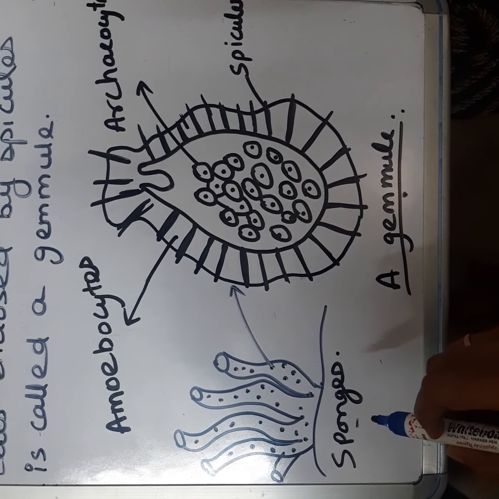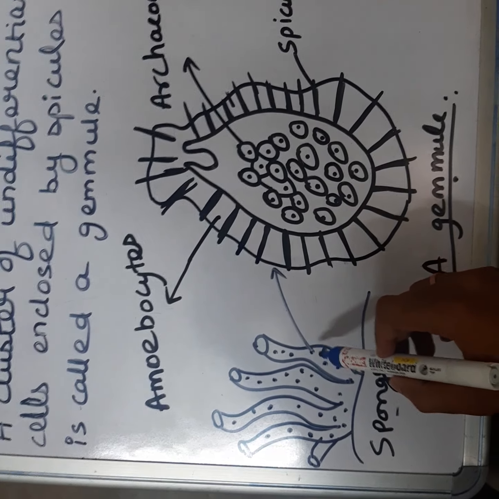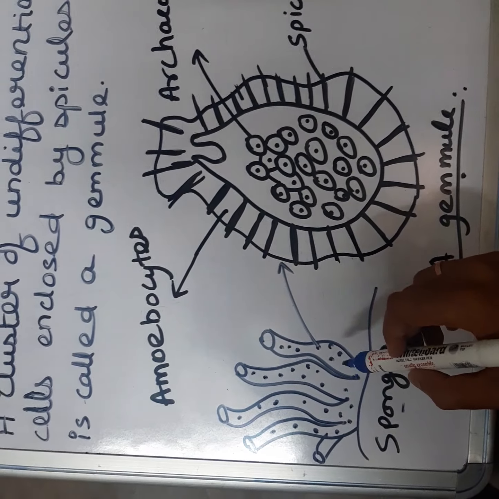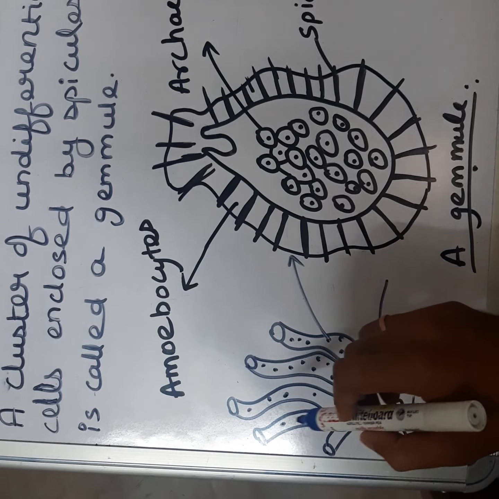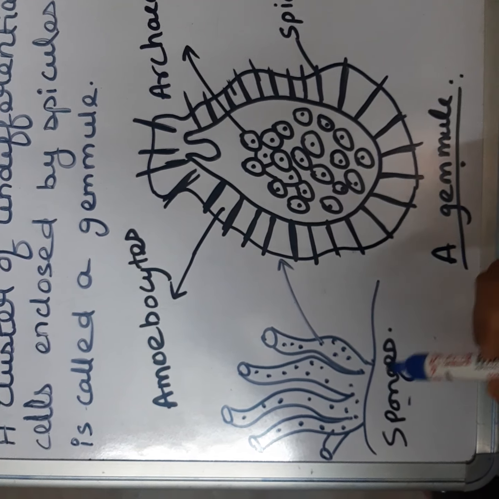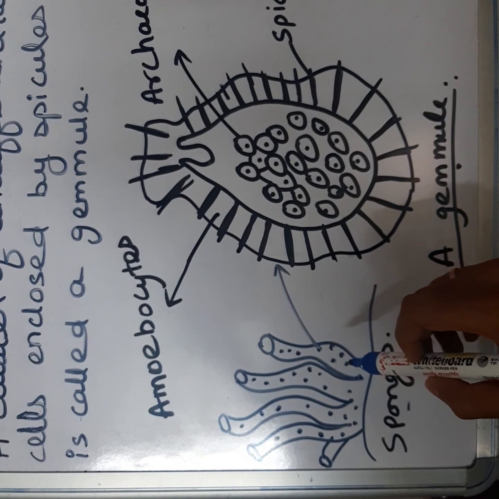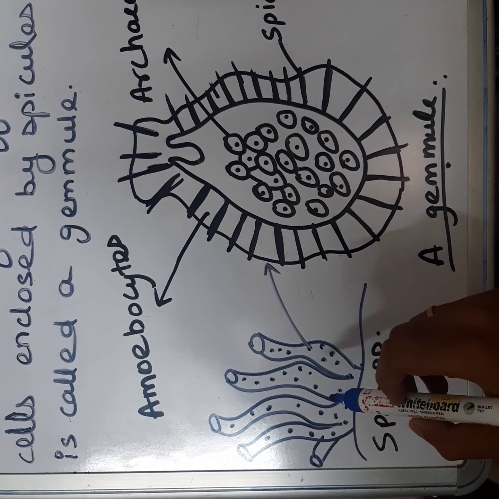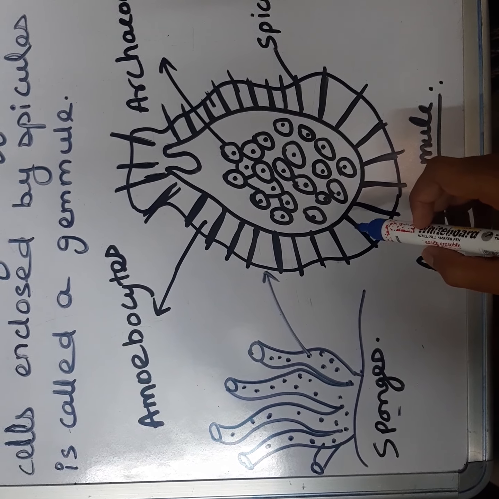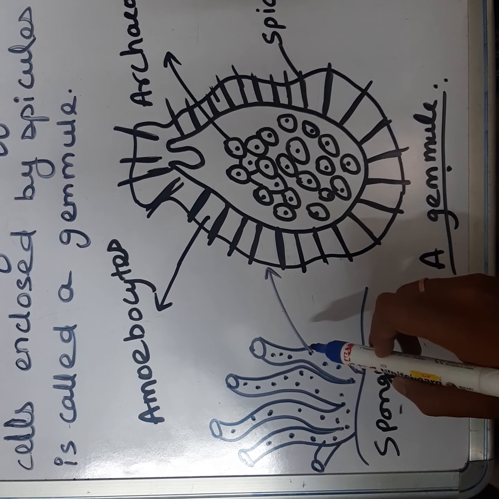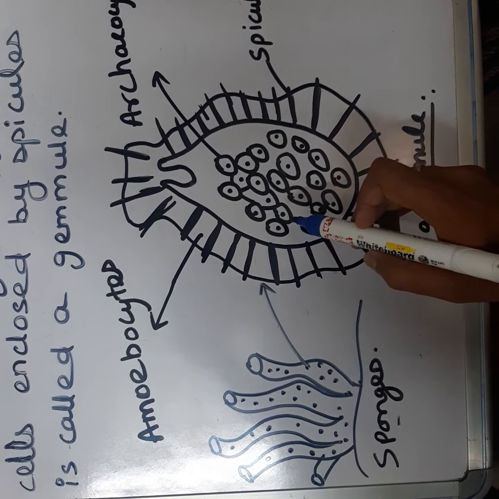So as you can see in the body of the sponge, I have made some dots. Now each dot represents a gemule. These sponges develop such structures called gemules inside their body. The magnified view of one gemule is shown to you in this diagram.